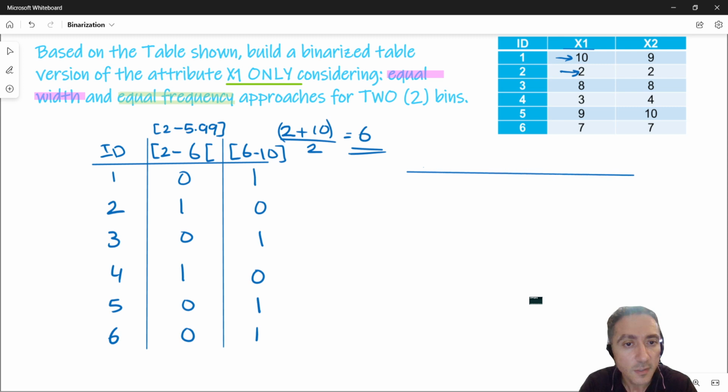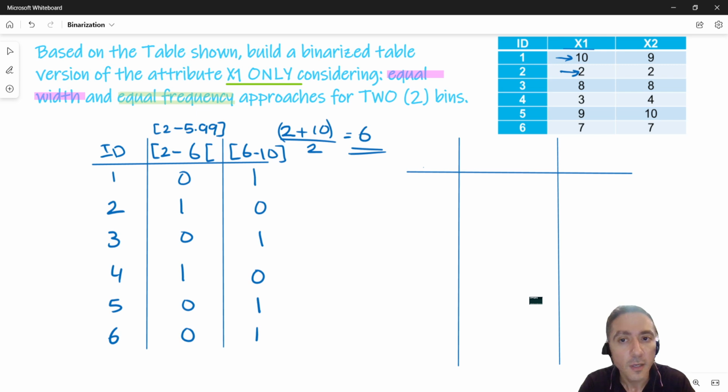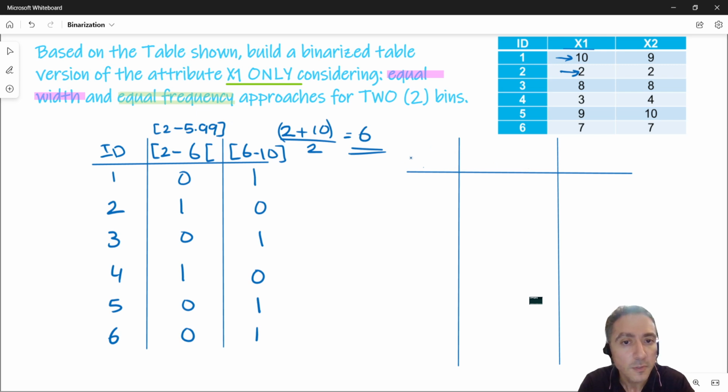So let's start again. Look at how our binary table is going to look. Now the range we're not aware of, right? So far, we don't know. Here we have an ID, but as I said, we need to have the same number of objects go in the first bin. Likewise, the second bin. Since we have 6 objects, 3 should go in here and another 3 objects should go in here.